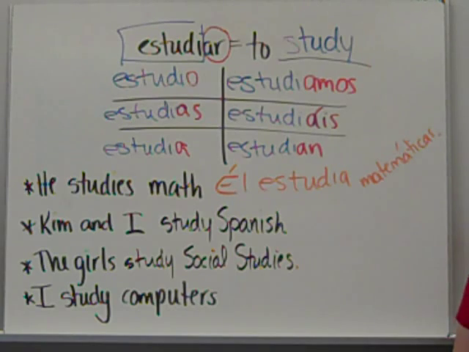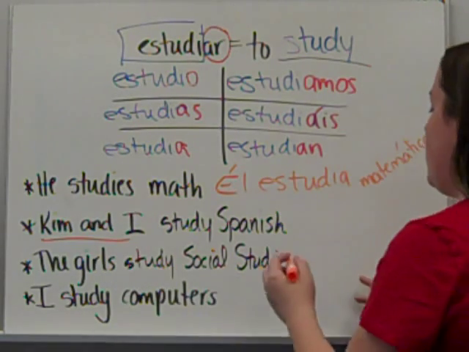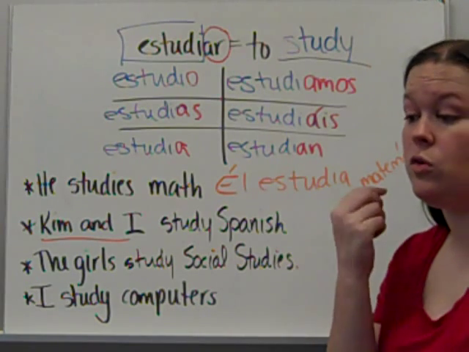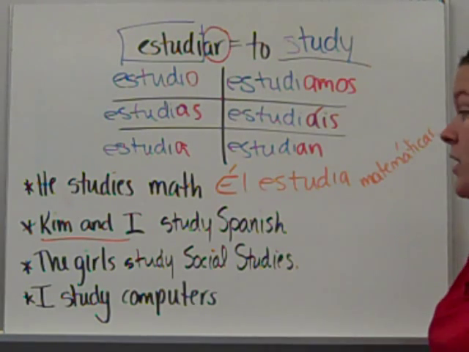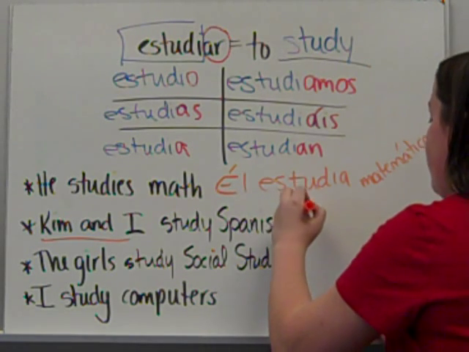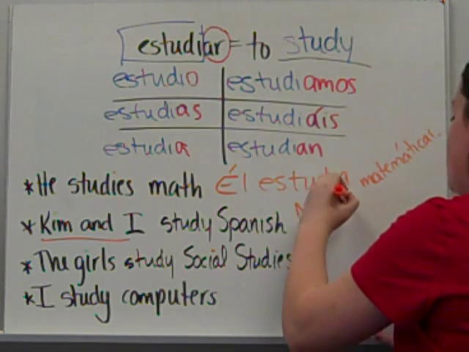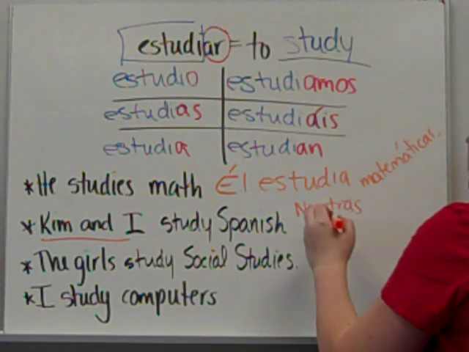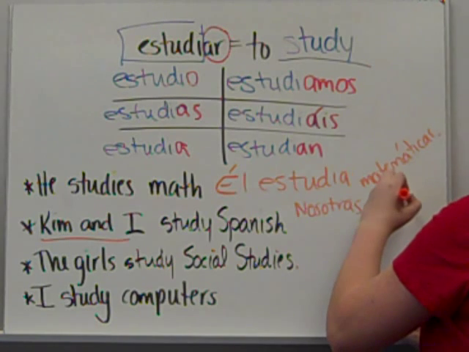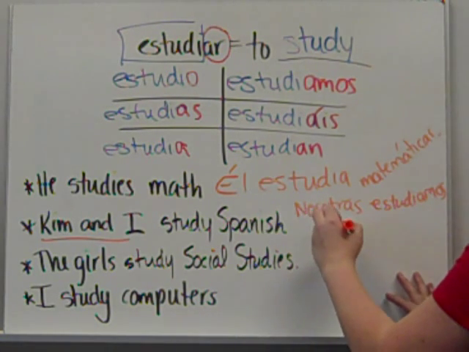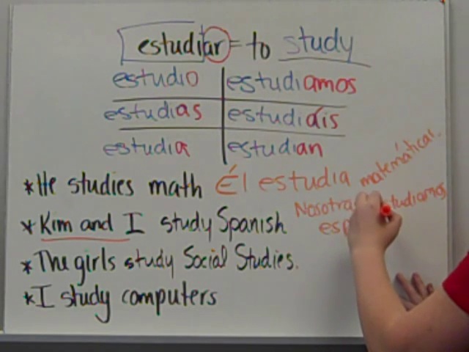Next one, Kim and I study Spanish. Kim and I can also be written me and another girl. For me, I could write nosotras. But if you're talking and you're a guy, you have to write nosotros. So I will write it for myself. Nosotras. So this is we study. Estudiamos español.